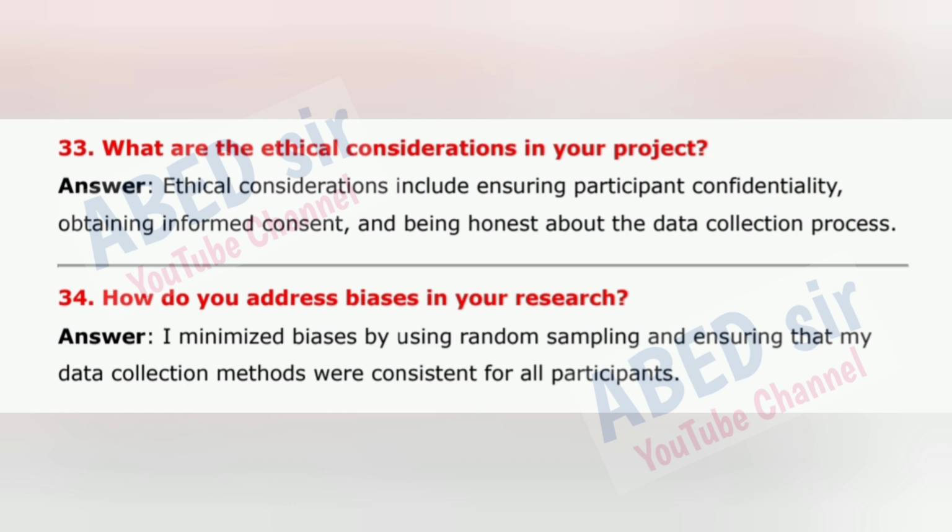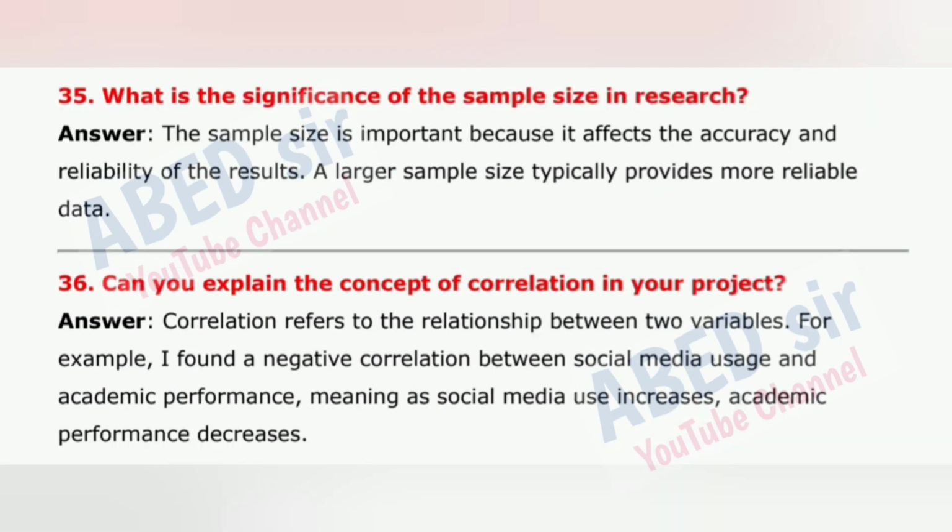34. How do you address biases in your research? Answer: I minimized biases by using random sampling and ensuring that my data collection methods were consistent for all participants. Next question. 35. What is the significance of the sample size in research? Answer: The sample size is important because it affects the accuracy and reliability of the results. A larger sample size typically provides more reliable data.